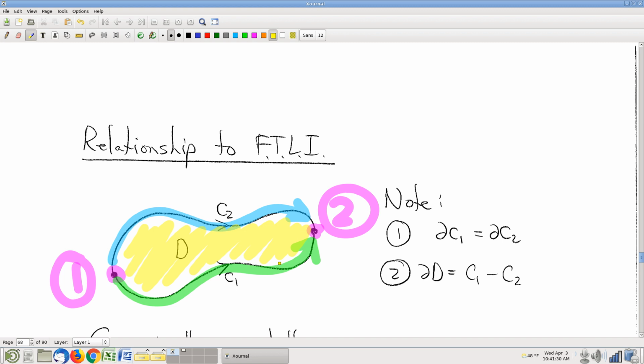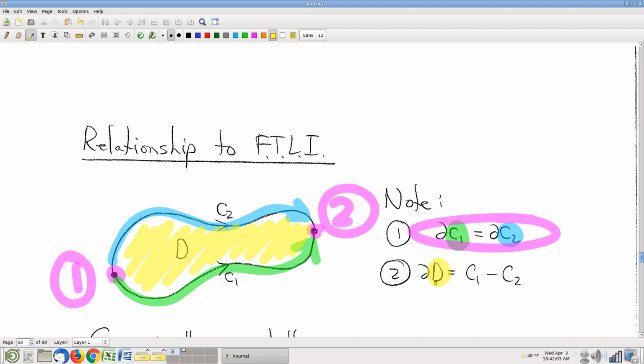Okay. So with this arrangement set up, note first that the boundary of C1 and the boundary of C2 are equal. Both of those boundaries start at point 1 and end at point 2. So C1 and C2 have the exact same boundaries. Now, awkwardly, let's think about D then.